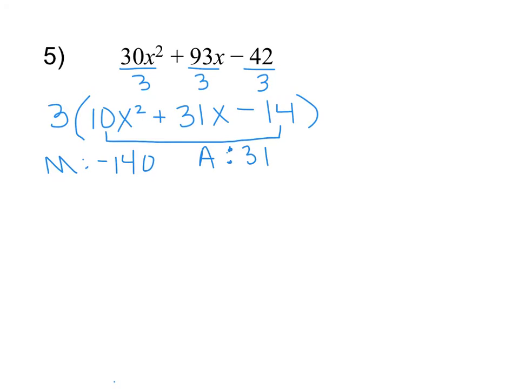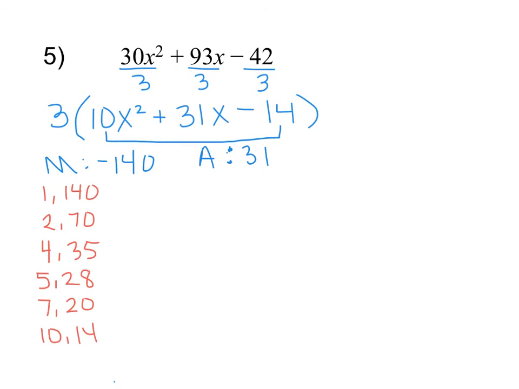So right now I'm going to write a list of all the factors of 140. So here's a list of all the factors. I notice I'm trying to multiply to a negative number, so I know one of the numbers has to be negative. So I'm going to start subtracting all the numbers. And when I subtract 35 minus 4, I notice that that is 31. So I know that I'm going to need a negative 4 and a positive 35.